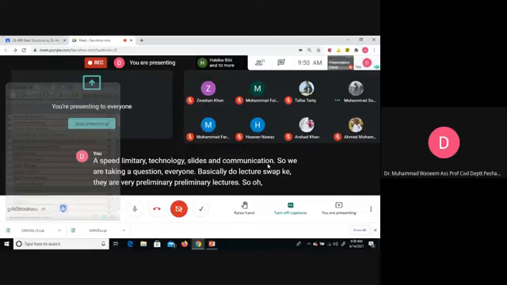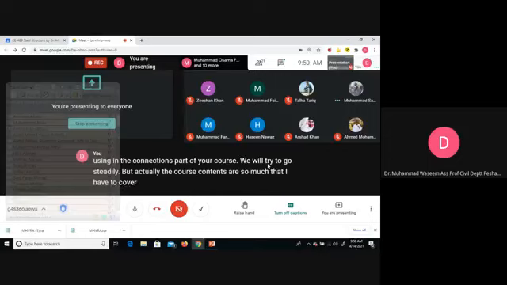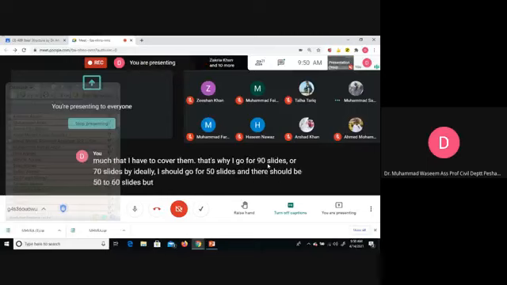Starting from lecture 3, then we will go into the design part using in the connections part of your course. We will try to go steadily, but actually the course contents are so much that I have to cover them. That's why I go for 90 slides or 70 slides. Ideally I should go for 50 slides, and there should be 50 to 60 slides, but based on the content, I have to go for more slides than 50.